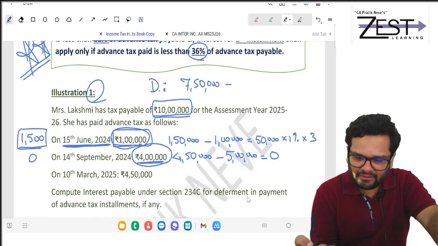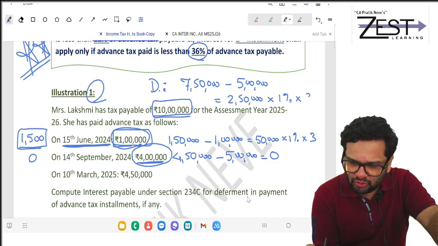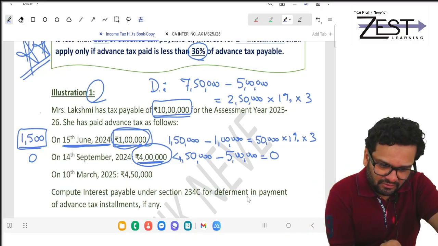But how much have I paid? 5 lakhs. Very good. So what is the shortfall? Yes, so 2 lakh 50,000 into 1% into 3 months. 7,500.